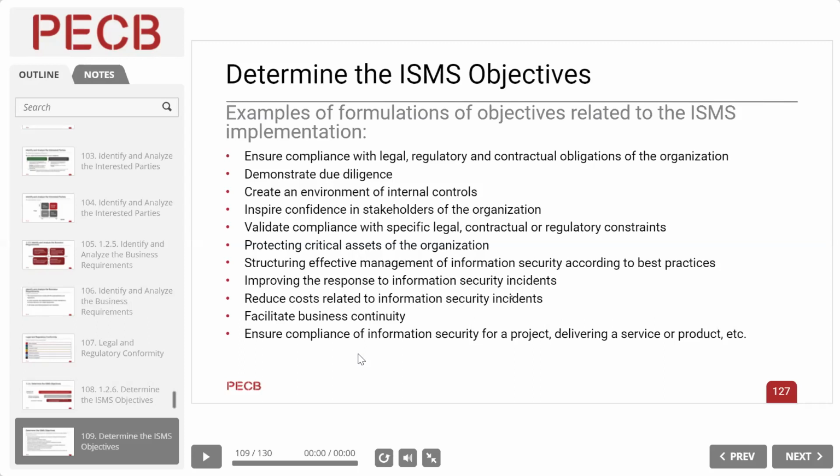So these are different objectives that, as an organization, can be the reason why we want to implement an ISMS.